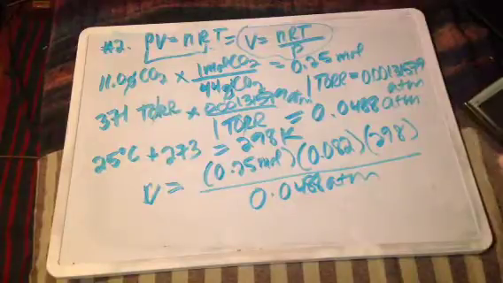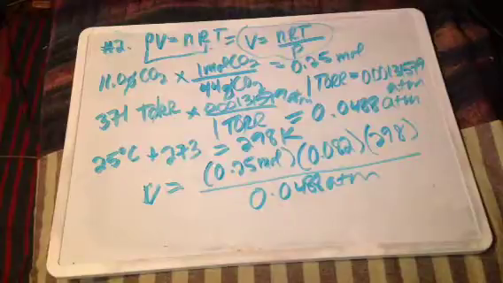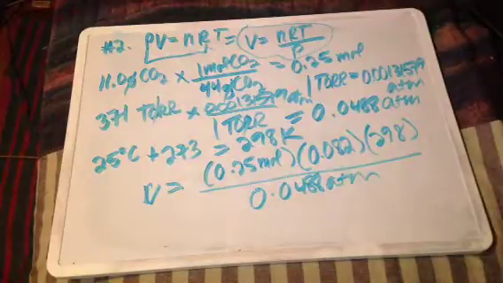Let's do the math on it. Let me pull out the trusty calc. So we have 0.25 times 0.082 times 298. We're going to divide all of that by 0.0488. And we get 125.